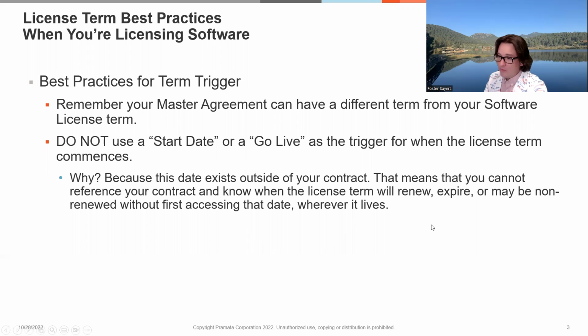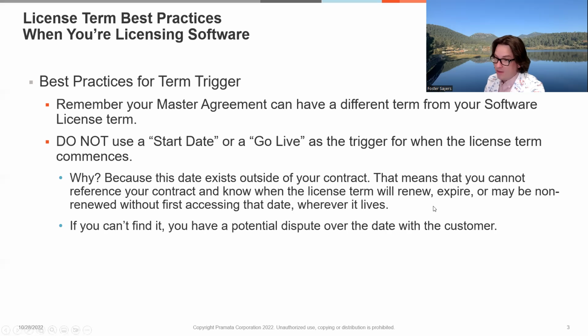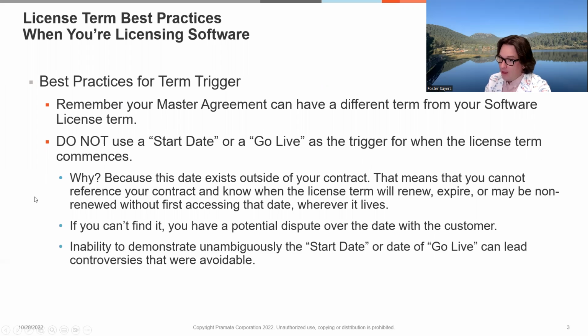So you can't know when this agreement renews, expires, or how you not renew it if you don't first get to that date wherever that lives. And if you can't find it, well, then you have a dispute. Customer's like, I wasn't live on that date, or I was live way before that, right? Even if you're really rock solid on these things, and you better be if you're supporting that paradigm, you can still set yourself up for a dispute.